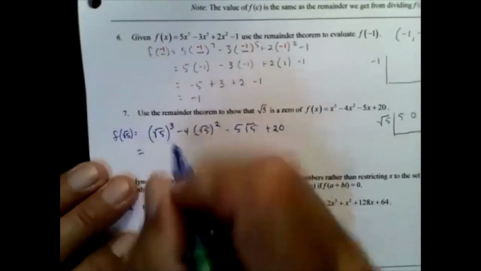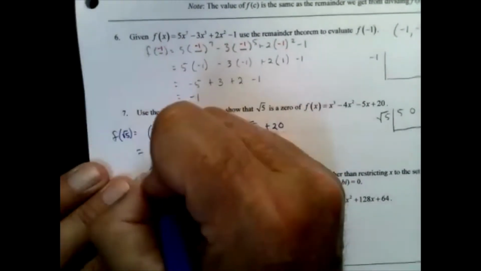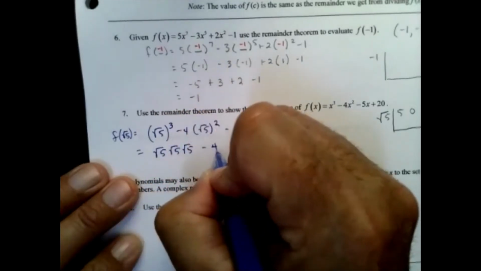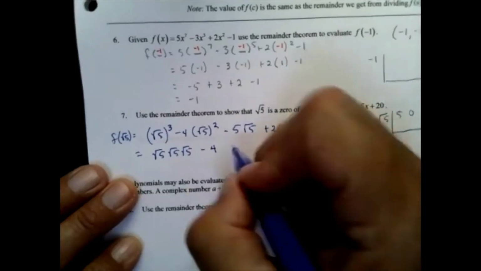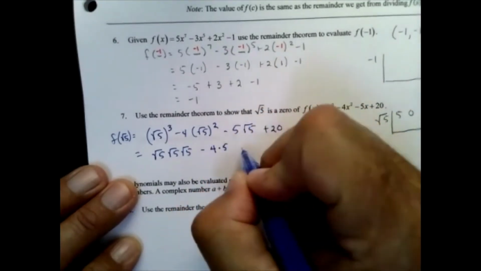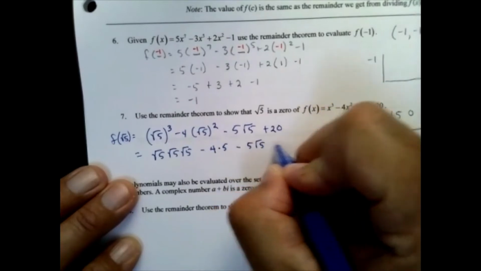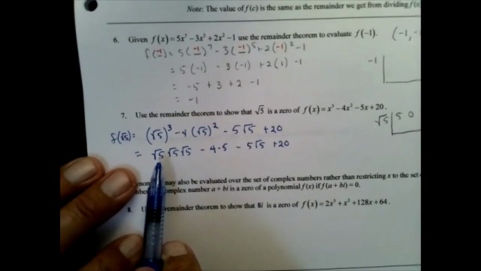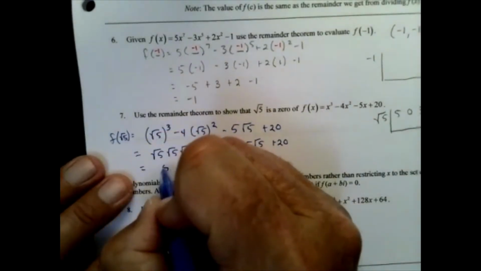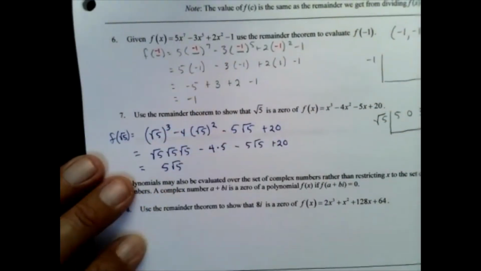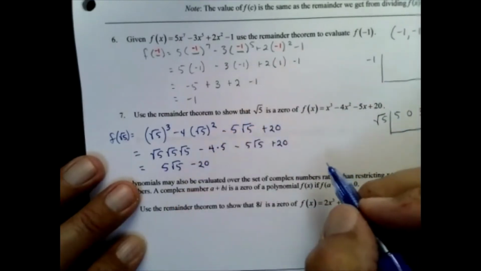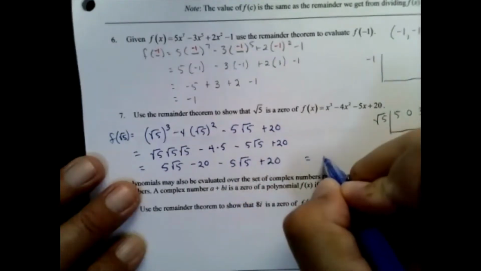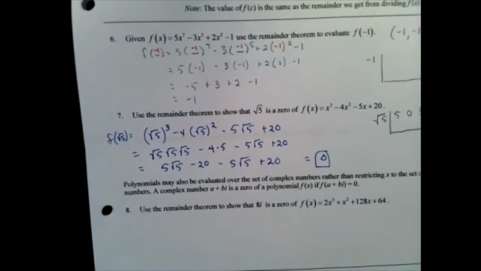All right, I'm not real familiar with this, but I know to cube something, I can write it as square root of 5 times square root of 5 times square root of 5. Square root of 5 squared, well, that's just 5. So that's times 5 minus 5 square root of 5 plus 20. Square root of 5 times square root of 5, I know that's 5. Minus 20. Minus 5 square root of 5 plus 20. Well, I'll be damned. It does equal 0.